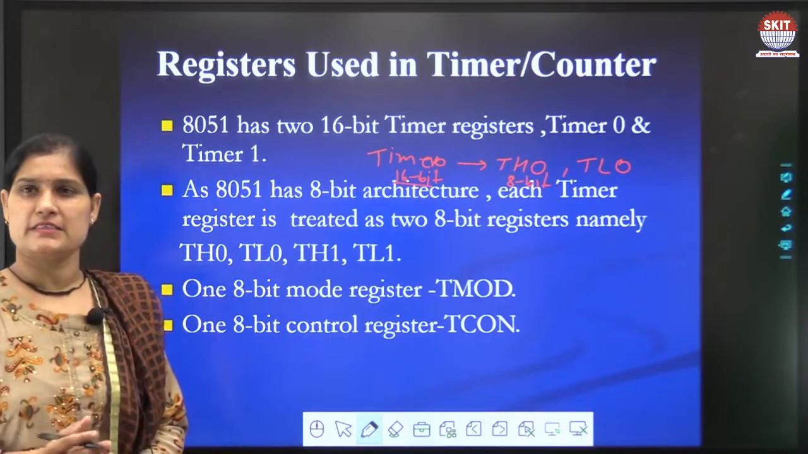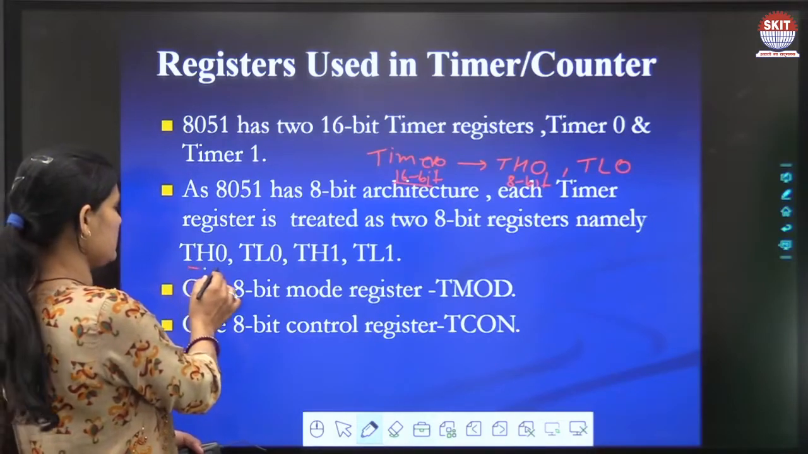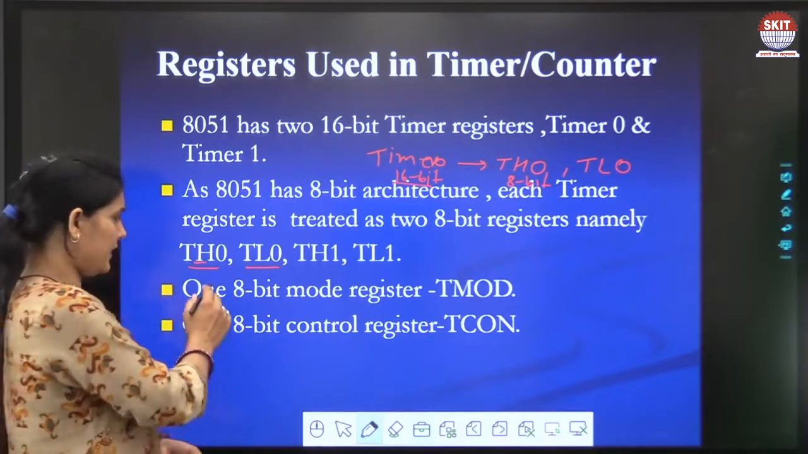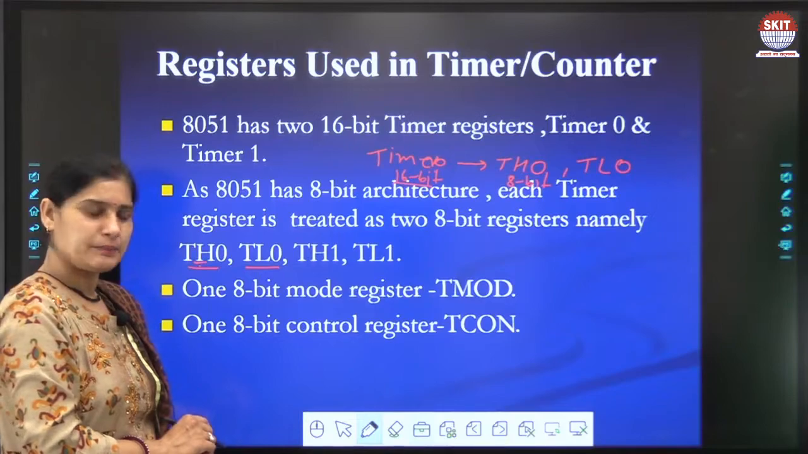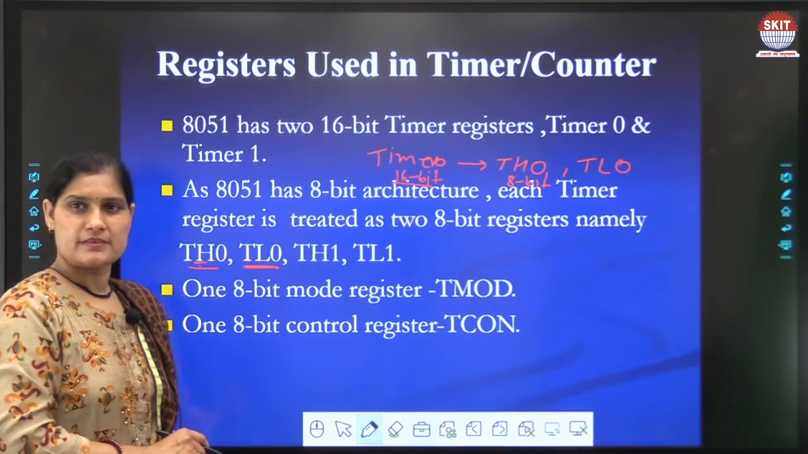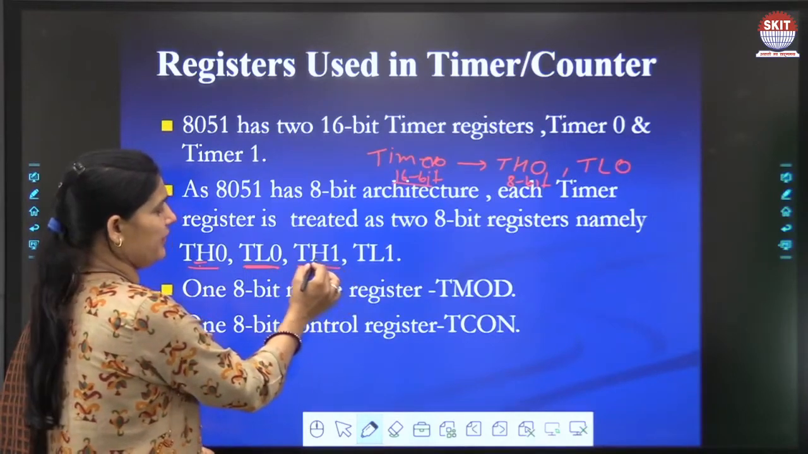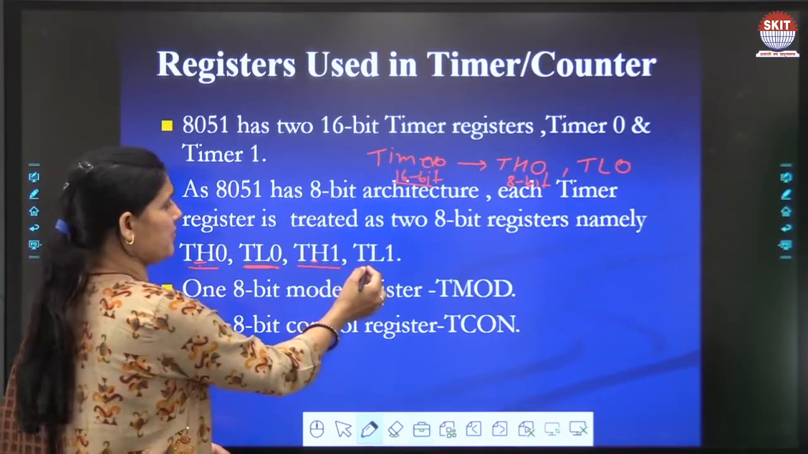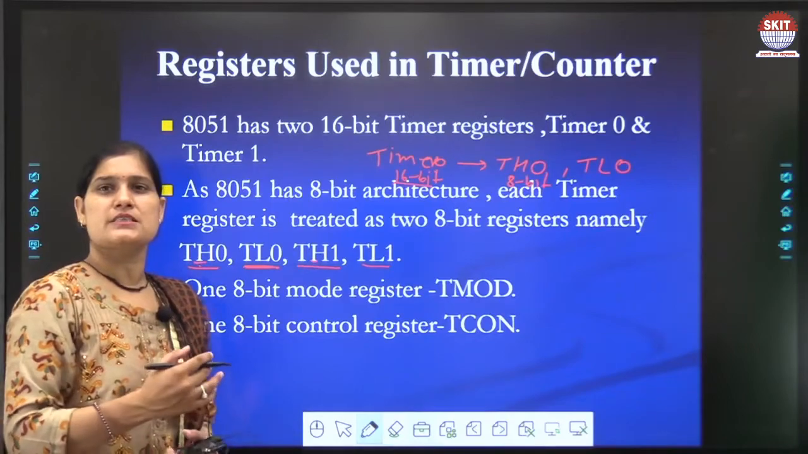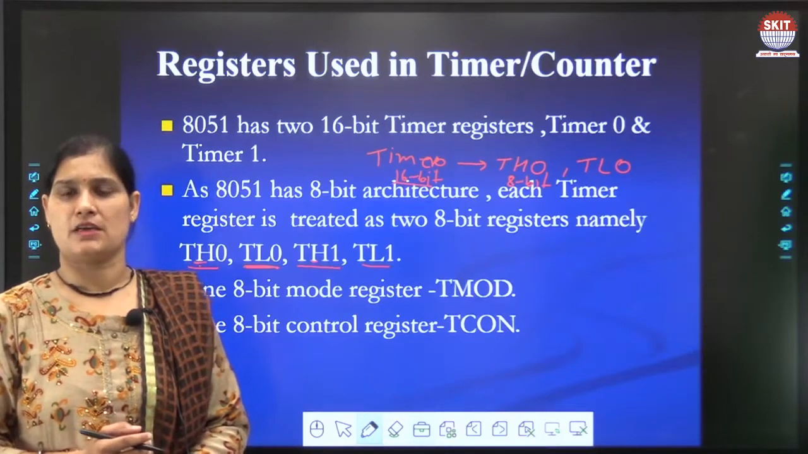We can divide these 16-bit registers into two 8-bit registers, namely TH0 and TL0. TH0 means timer 0 higher byte, used to store the higher 8 bits, and TL0 means timer 0 lower byte, used to store the lower 8 bits. Similarly, this is timer 1 higher byte and this is timer 1 lower byte. So we can use these 16-bit registers as 8-bit registers and as a 16-bit register also.